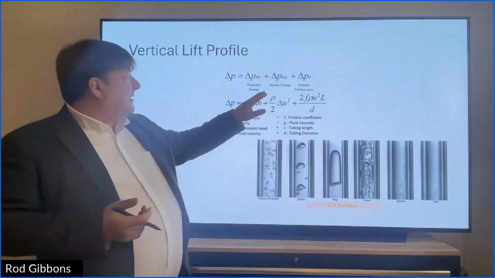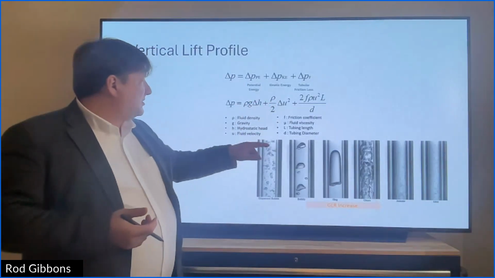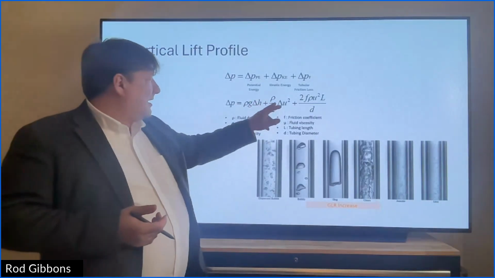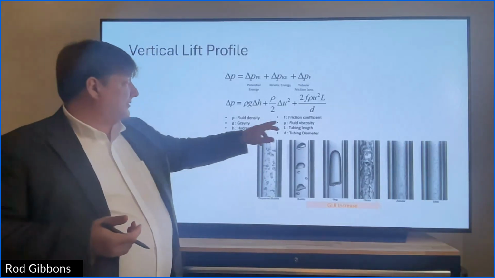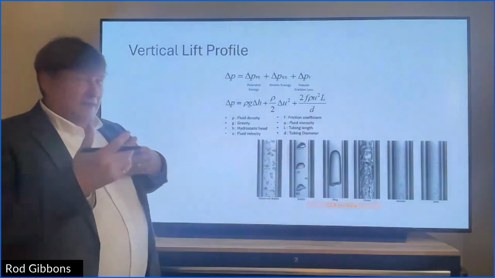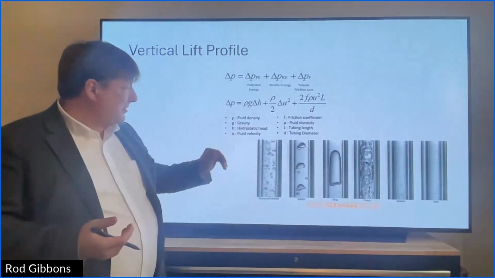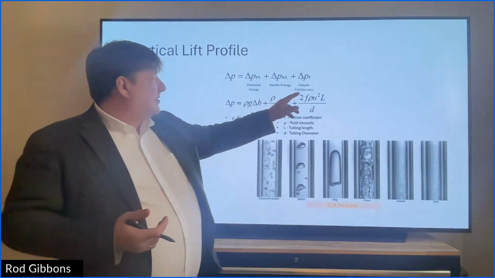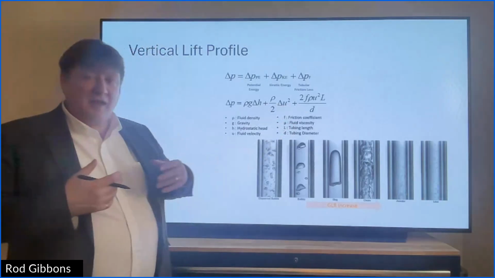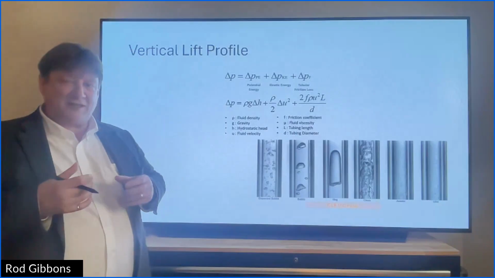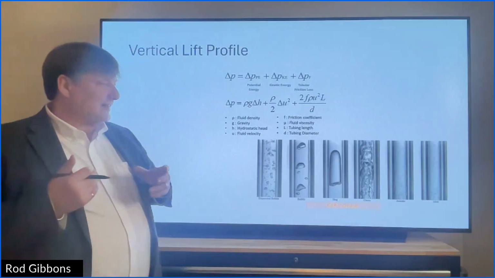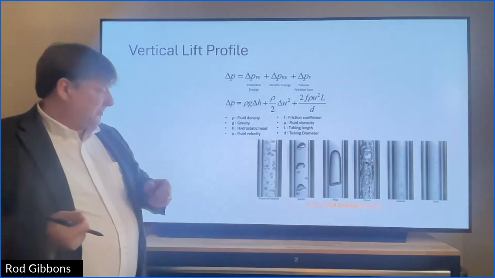Then you have kinetic energy, which is just, again, density times the fluid viscosity. So that's the fluid flow in the pipe. And then friction loss, which again, as you flow faster, as your fluid velocity gets higher, there's actually more friction acting on that fluid.